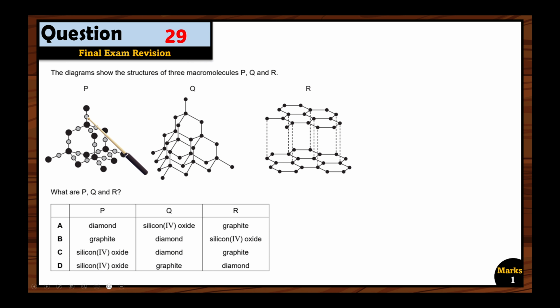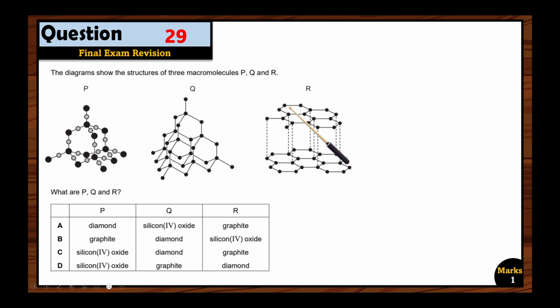Two types. You see, one is black, one is gray. It is showing that it is made up of two different types of atoms. But you know that diamond is only made up of carbon. So this one is not diamond, right? Because it has two different atoms present. So it can be silicon dioxide. Can we see here? Yes, option C or D is right. Let's see now for Q. Q, of course, is diamond because only one type of atom is used, right? So can you see any diamond? Yes, option C.